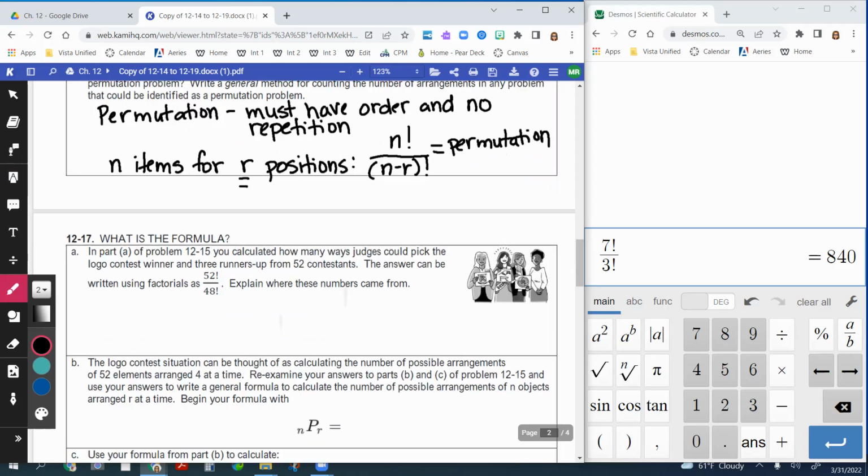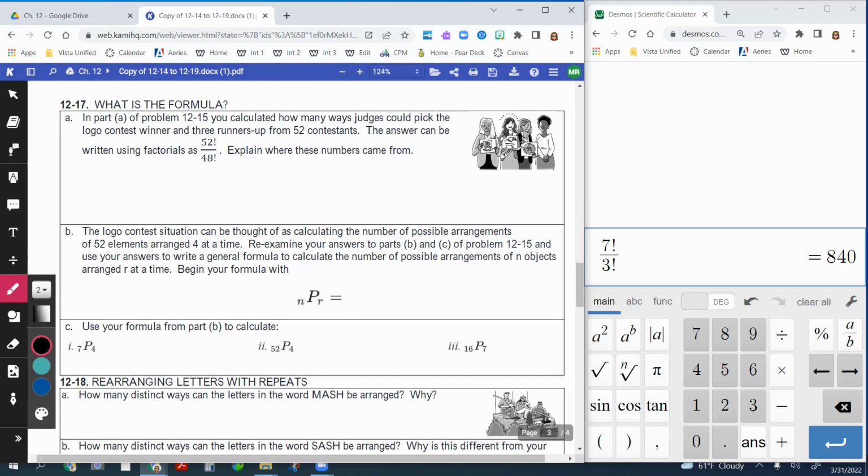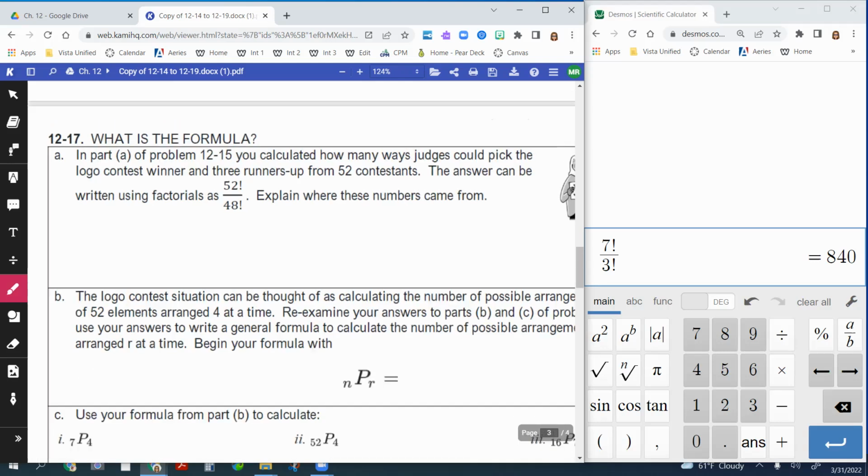Okay, so what is the formula? In part A of problem 12-15, you calculated how many ways judges could pick the logo contestant winner and 3 runners up with 52 contestants. The answer can be written using factorials as 52 factorial over 48 factorial. Where do these numbers come from?